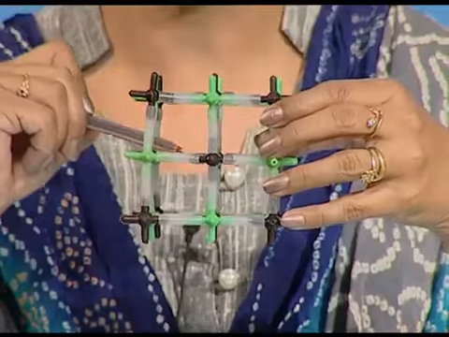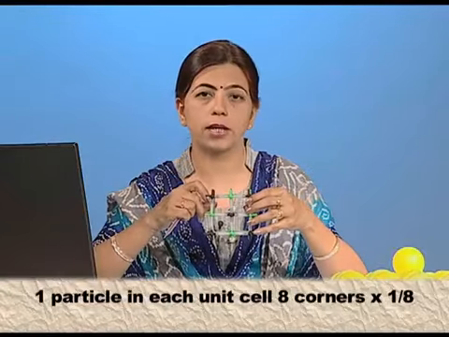Now here you can see that this is the 3-dimensional crystal lattice, and you see this atom, I am just pointing it out. This atom is shared by 8 unit cells. So this corner, the contribution of the corner, is 1/8. We must know all these things to calculate the number of atoms per unit cell.